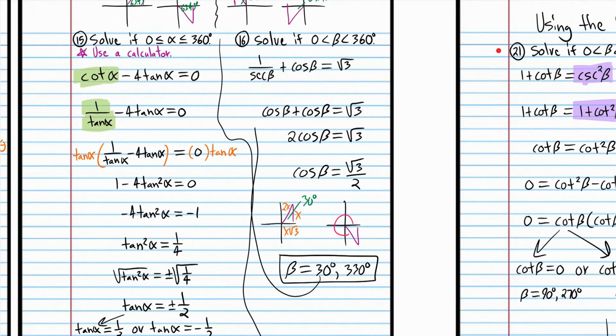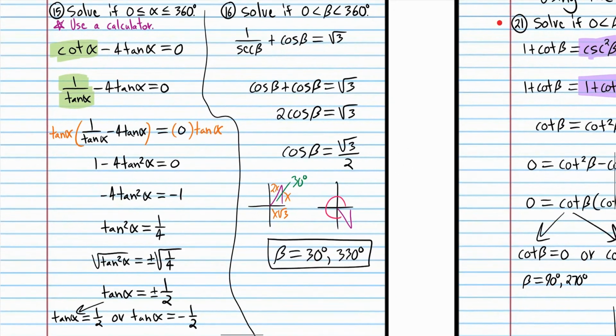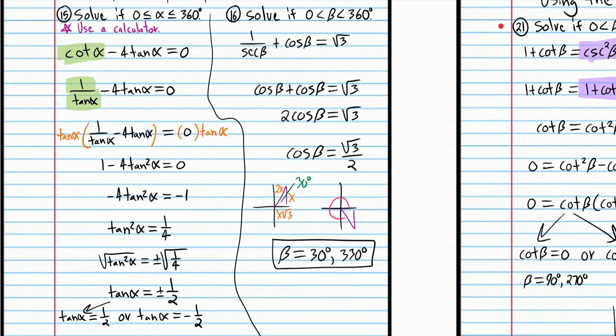Now, again, we have to check to make sure we don't have 0 or something undefined. But again, that only happens when you have angles that are multiples of 90. So we don't have to worry about extraneous solutions. So if you got that one right, good job.